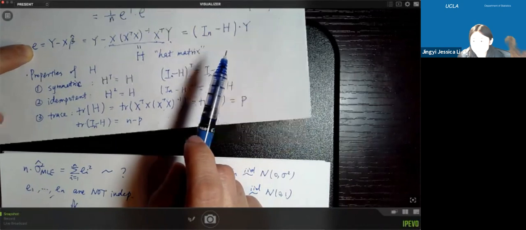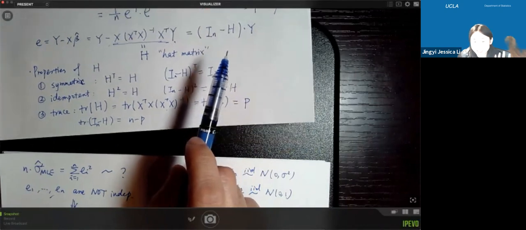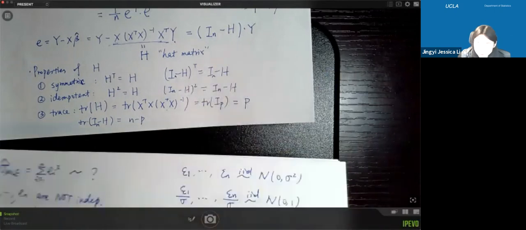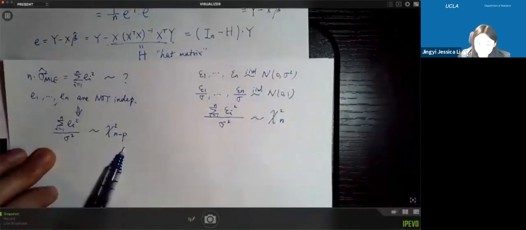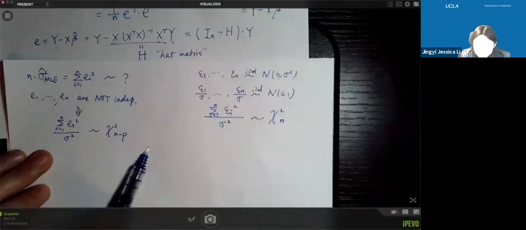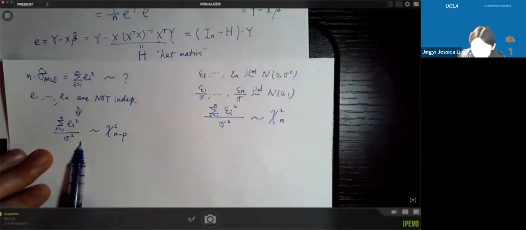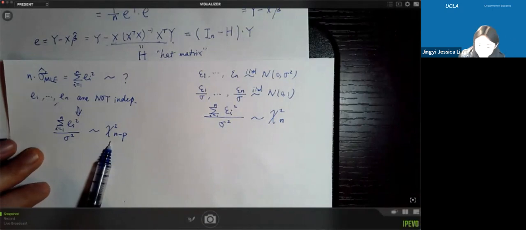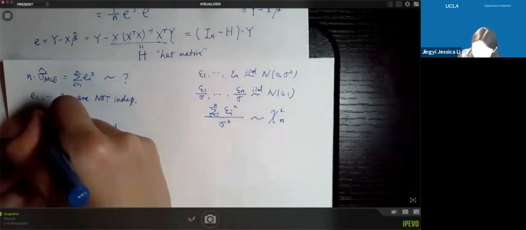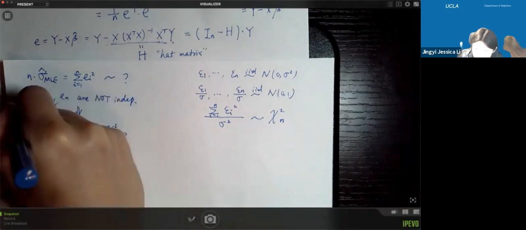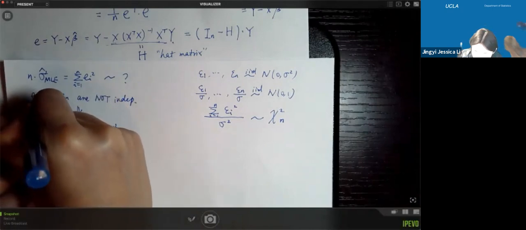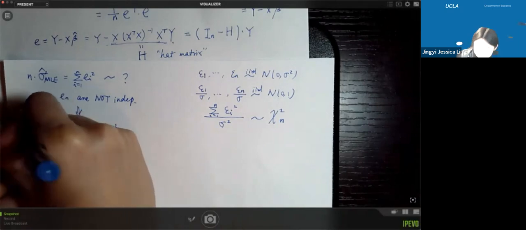That's what I mean by n minus P degrees of freedom. So you don't have n things to change. You just have n minus P things to change. Okay, so coming back to this result, this gives us a way to estimate the bias because we know the expectation of a chi-square distribution. So basically this is equal to n times sigma square hat MLE over sigma square.